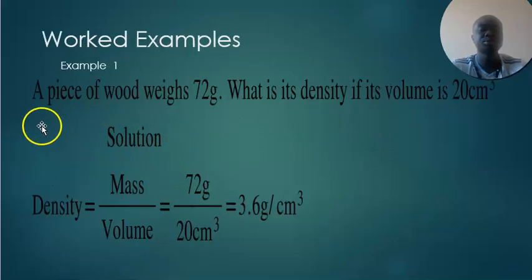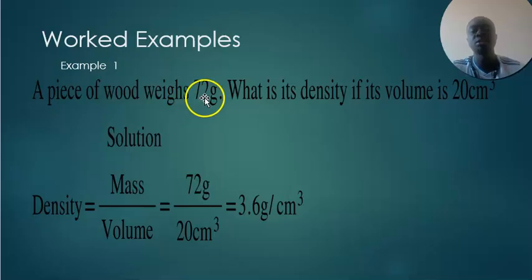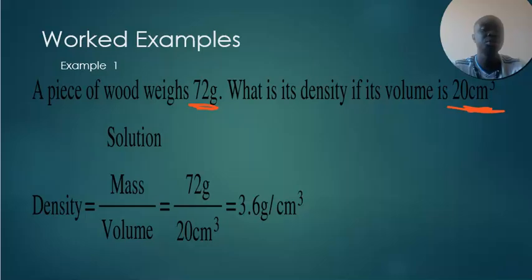Now first example: a piece of wood weighs 72 grams. What is its density if its volume is 20 cm cube? So the 72 grams is telling you that this is the mass. The mass is 72 grams, and the volume stated over here is 20 cm cube. Now how do you do it? You quote the formula for density. The density is equal to mass over volume.